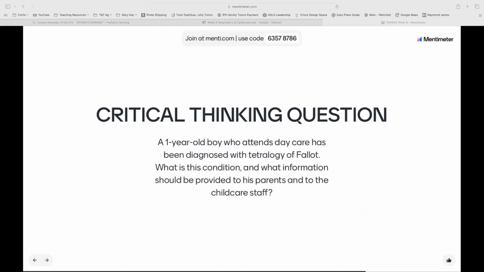We've got a 1-year-old boy who attends daycare and is diagnosed with tetralogy of Fallot. We kind of talked about what the condition is. What do we need to make sure that the parents tell the child care staff? What do they need to know to be able to take care of him?